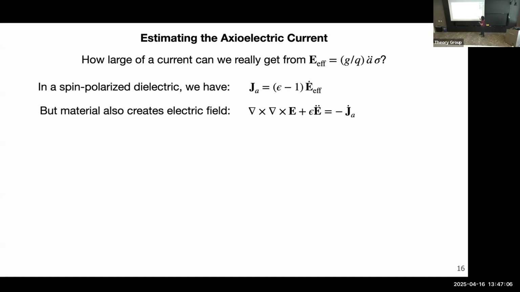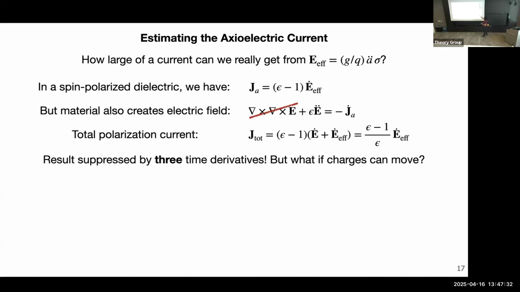Once you do this, at the same time, the material will create an electric field because you have a current in it. And this can cause shielding of the effective field from the axion. The way we figure this out is we write down the wave equation inside the medium, which is curl curl E plus epsilon E double dot is minus J A dot. That's what it is when you combine Maxwell's equations. And now the axion, we're neglecting its gradient, so anything that involves a spatial derivative is just 0, everything is uniform. So when you solve this equation, you get an extra E field in there, which is proportional to 1 over epsilon times J.